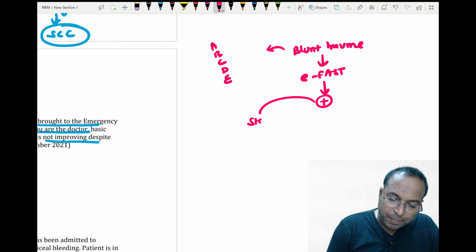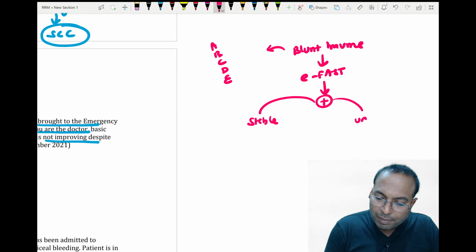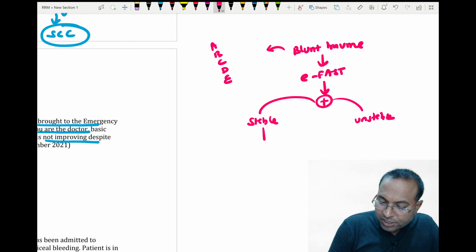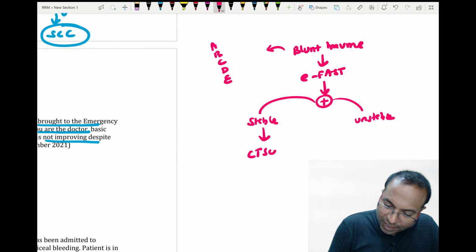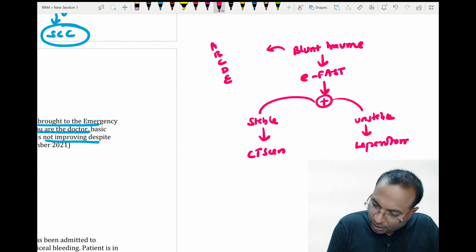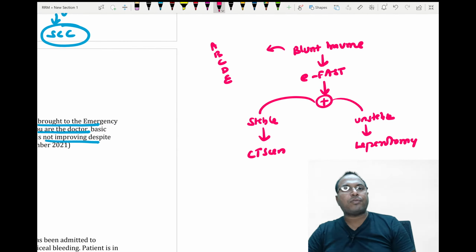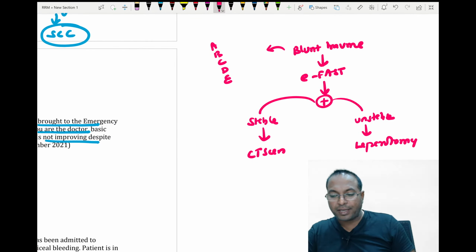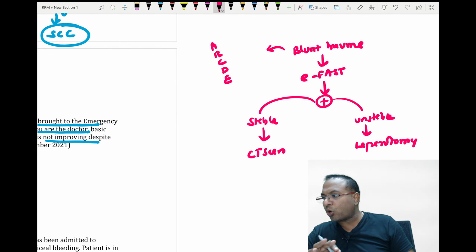I should see whether the patient is stable or unstable after resuscitation. After resuscitation, if the patient is stable, I will do a CT scan. If unstable, I will take him for laparotomy. Do you have any doubt in this protocol? This is the smallest of all the protocols you read in surgery.